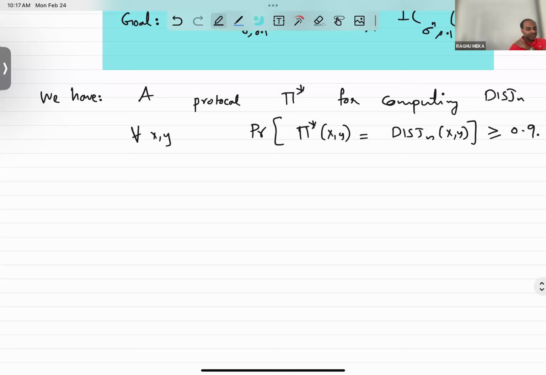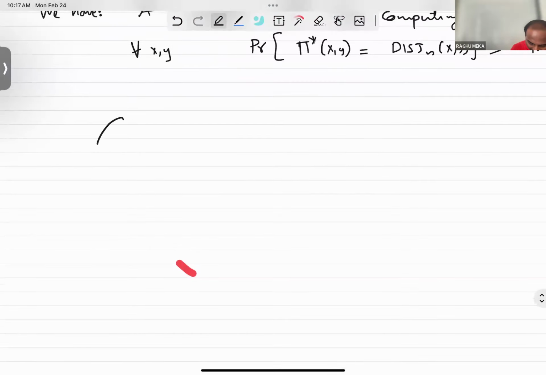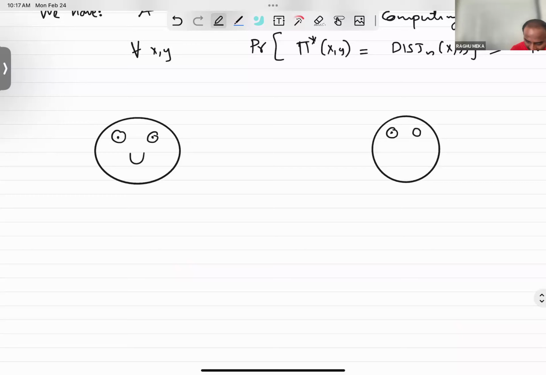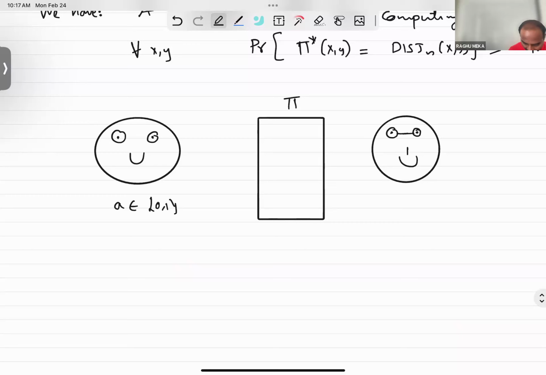So how can I use pi star to get a protocol for NAND? Any guesses? What is the computational problem I'm trying to solve? It's seemingly a silly question, but it's not really. I want a protocol pi. Here A is just 0, 1. B is a single bit.